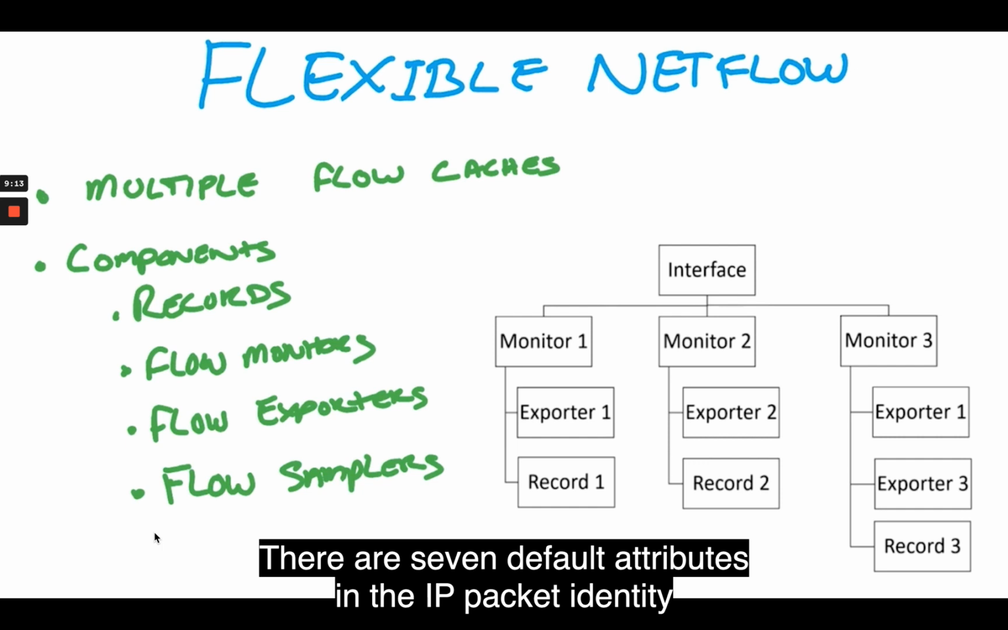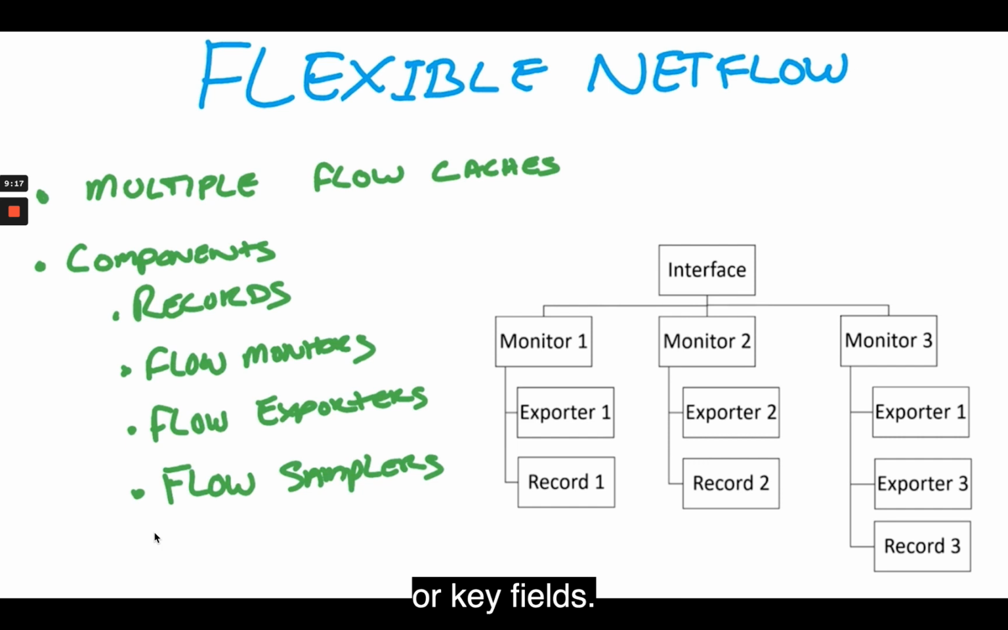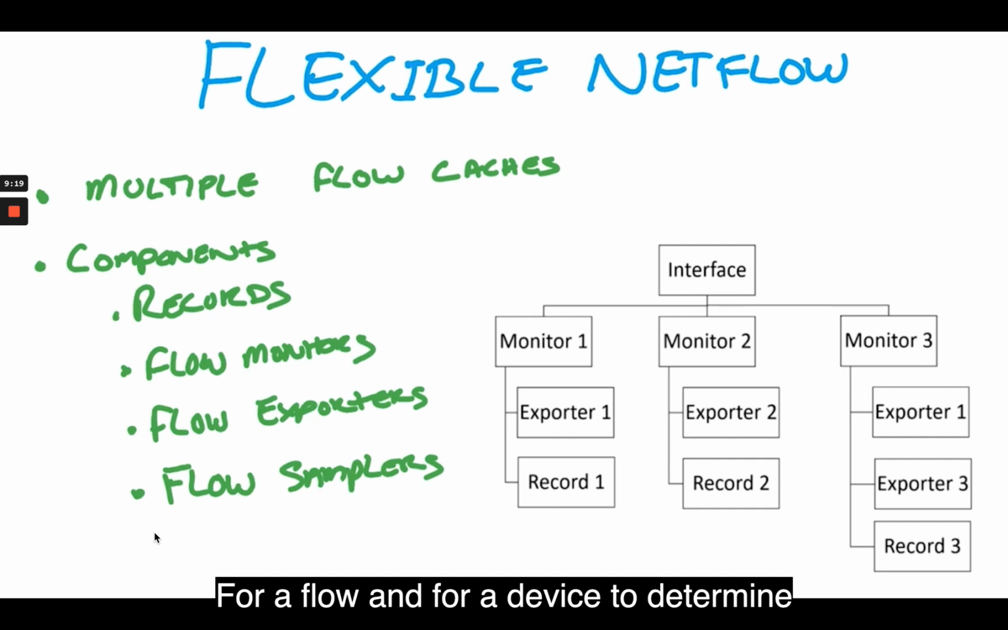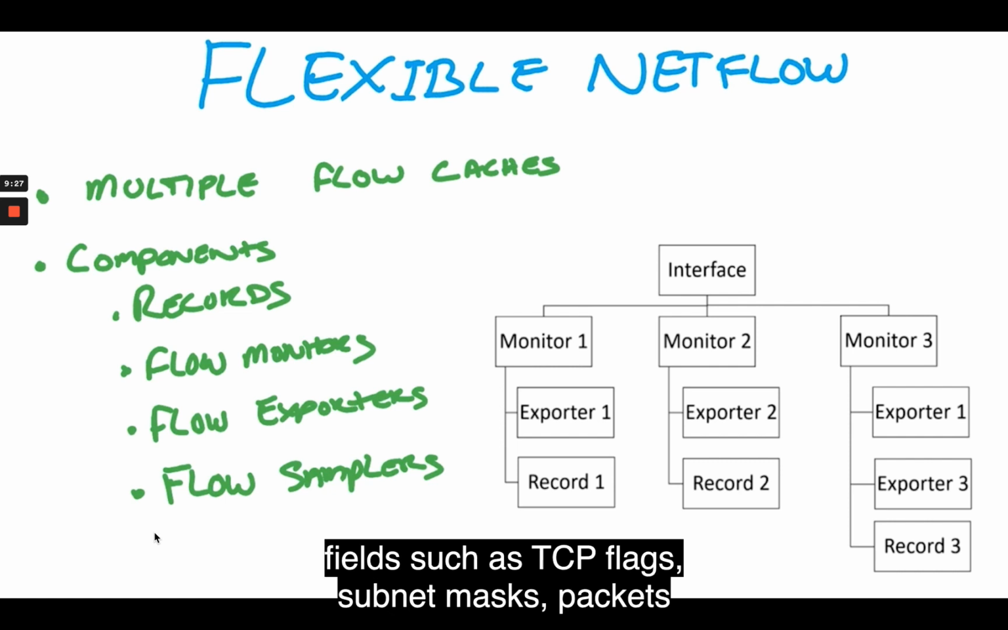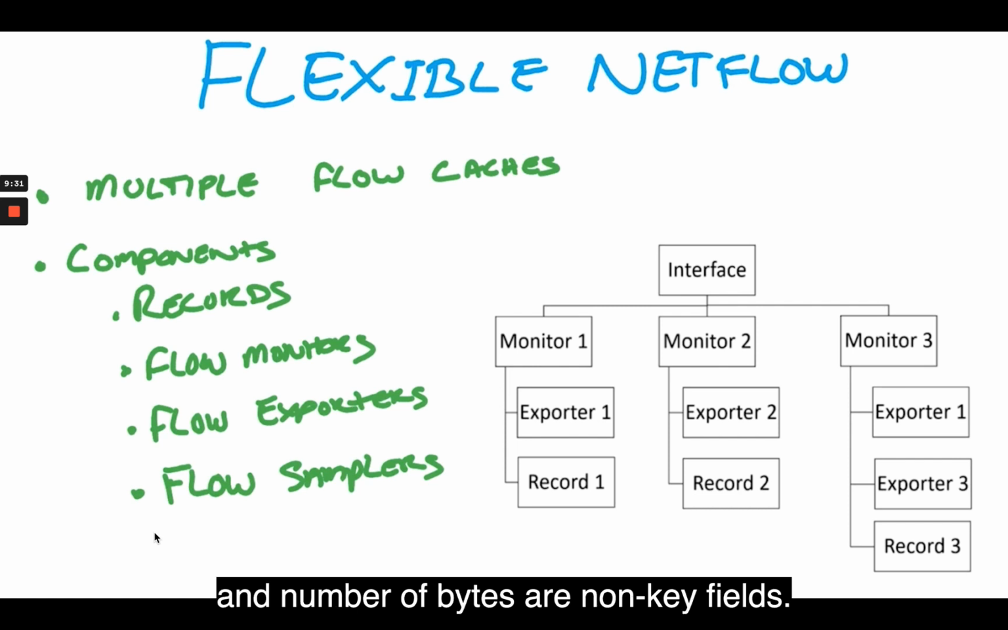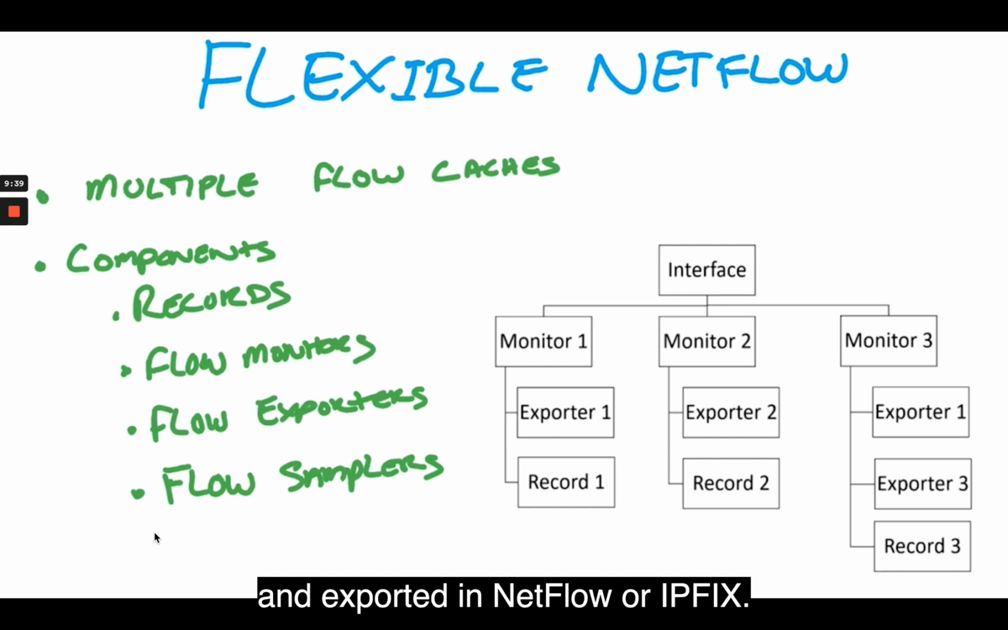There are 7 default attributes in the IP packet identity, or key fields, for a flow and for a device to determine whether the packet information is unique or similar to other packets sent over the network. Fields such as TCP flags, subnet masks, packets, and number of bytes are non-key fields. However, they are often collected and exported in NetFlow or IPFIX.